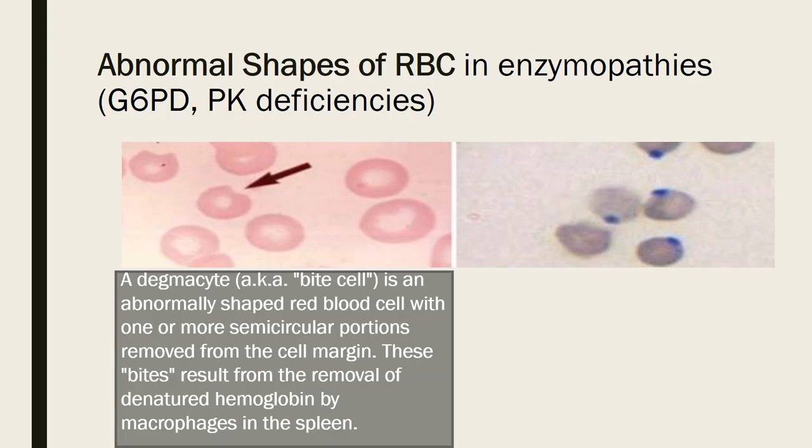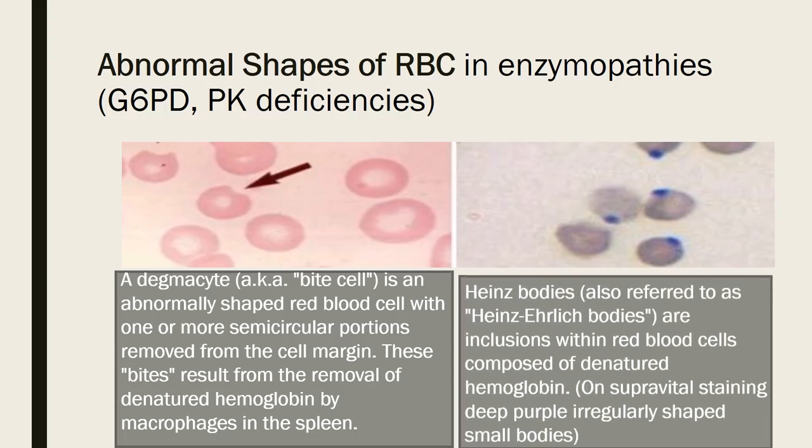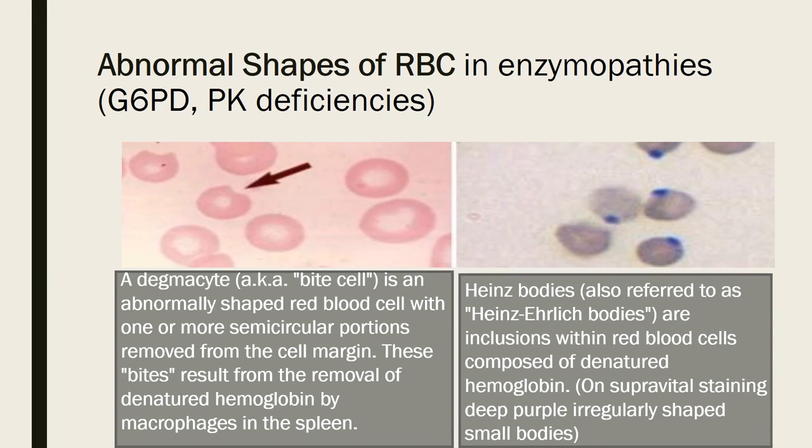A bite cell is an abnormally shaped RBC with one or more semicircular portions removed from the cell margin. These bites result from the removal of denatured hemoglobin by the macrophages in the spleen. And Heinz bodies are the inclusions within the red blood cell. It is composed of denatured hemoglobin. It is seen only on supravital staining. So these are the deep purple, irregularly shaped small bodies in the RBCs.